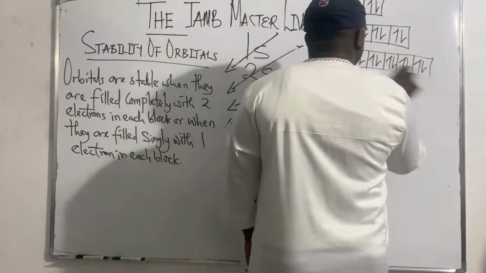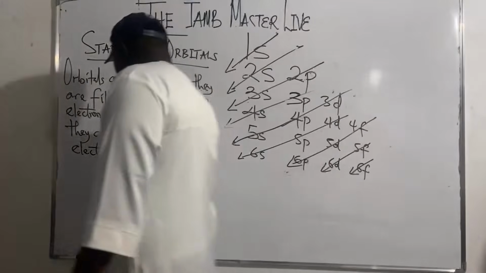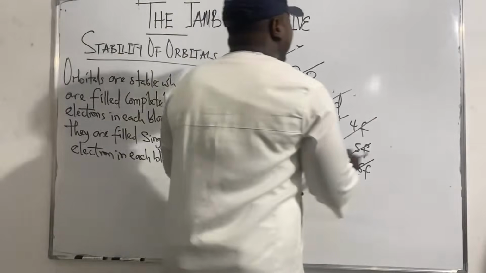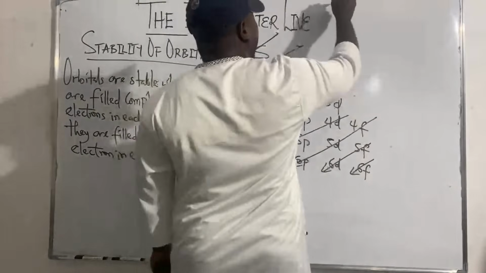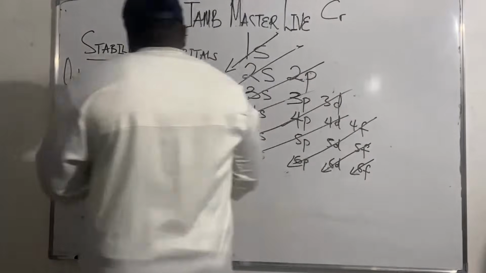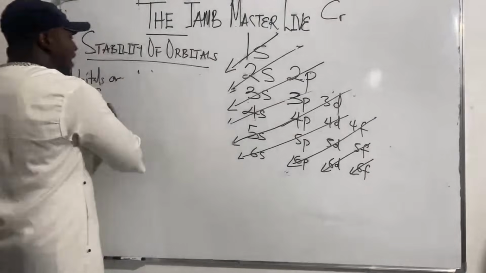I've just taught you stability of orbitals now. What is the importance of this? Because class, in your exam, they could ask you a very, very interesting question: to write down the SPDF configuration of 2 special elements. We want to look at chromium and copper.